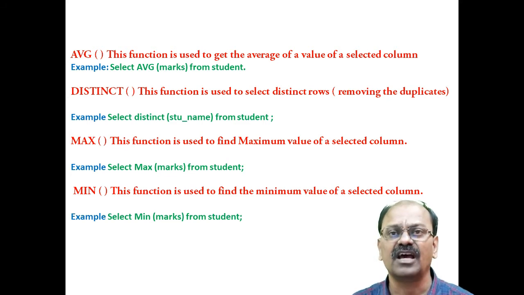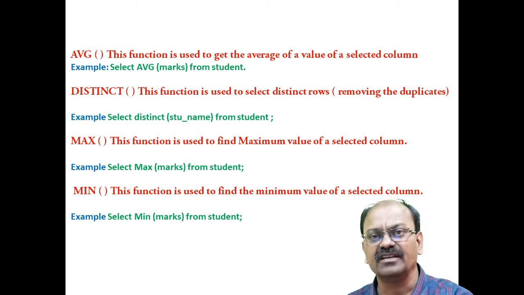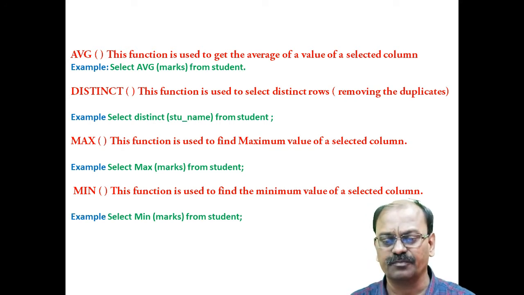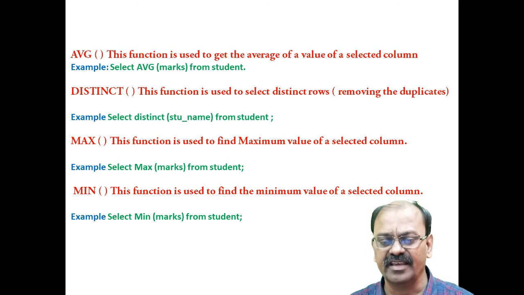Next we also have MIN, the opposite of MAX. It will give the minimum value present in a given selected column. This function is used to find the minimum value of a selected column. For example, SELECT MIN marks FROM the student. Minimum is a keyword: SELECT MIN marks FROM student.